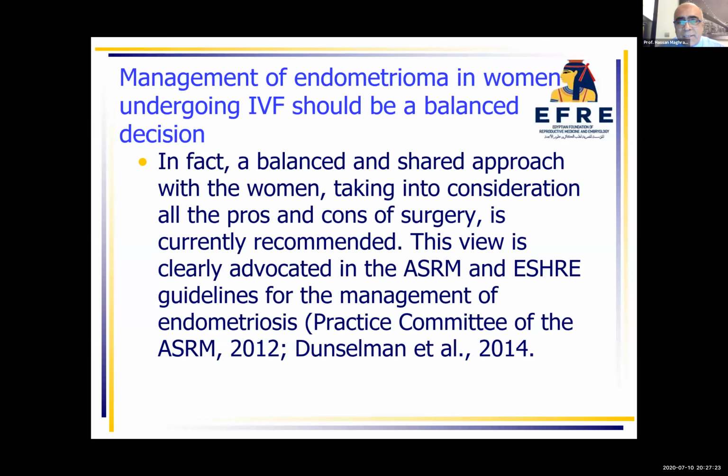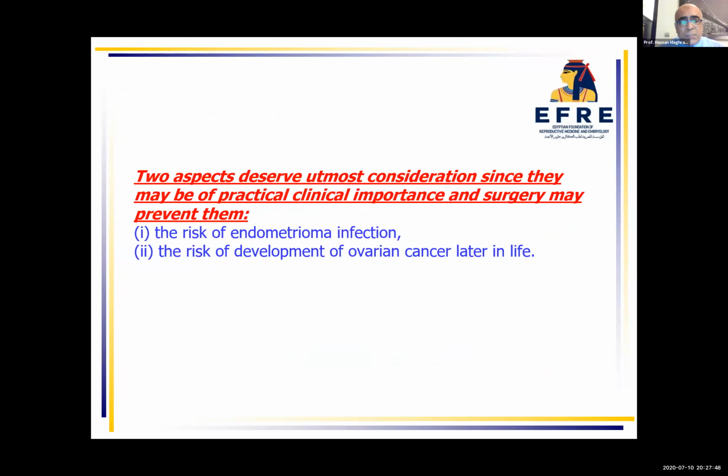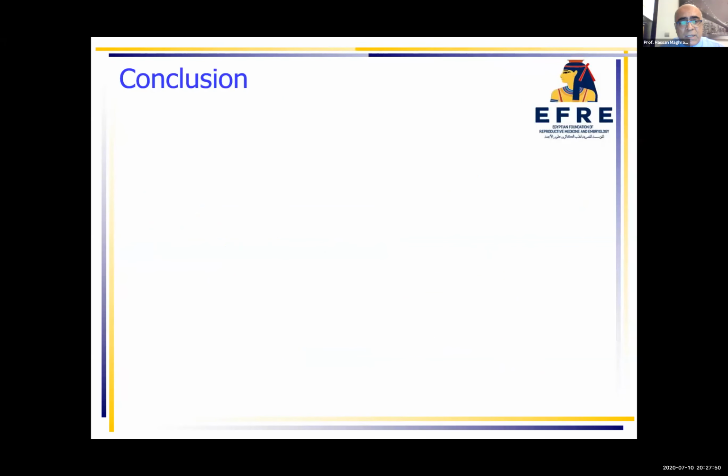So in fact, a balanced and shared approach with women, taking into consideration all the pros and cons of surgery, is currently recommended. The retrieval of oocytes sometimes may be difficult. There is a risk of infection if surgery is done or with IVF, and there is a risk of hidden malignancy that should be considered in the management of patients, of course.